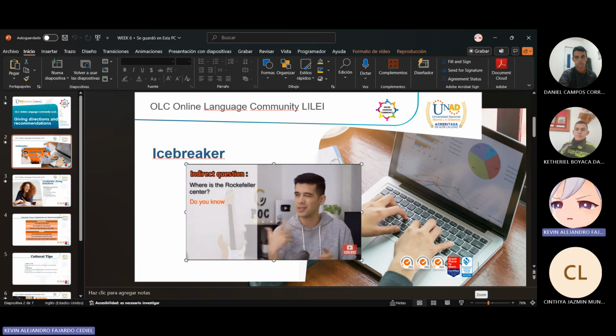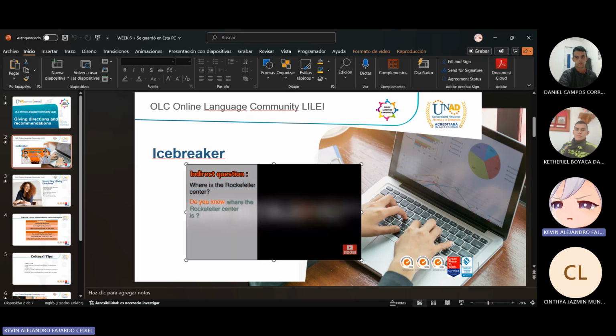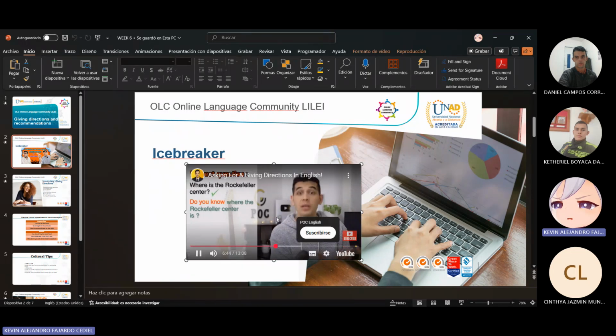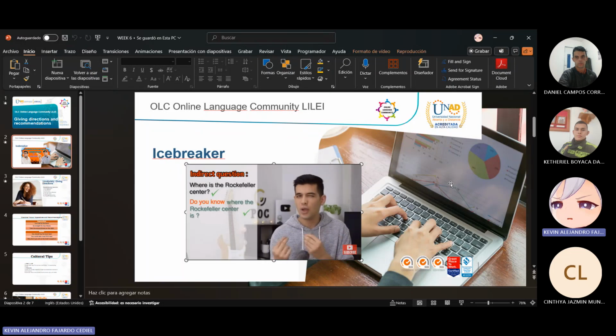What is the auxiliary here? Is. And what is the subject of the question? Rockefeller Center. So let's change the place. Do you know where the Rockefeller Center is? Now this is a very polite question. So you could either say, where is the Rockefeller Center? Or be more polite and say, do you know where the Rockefeller Center is?